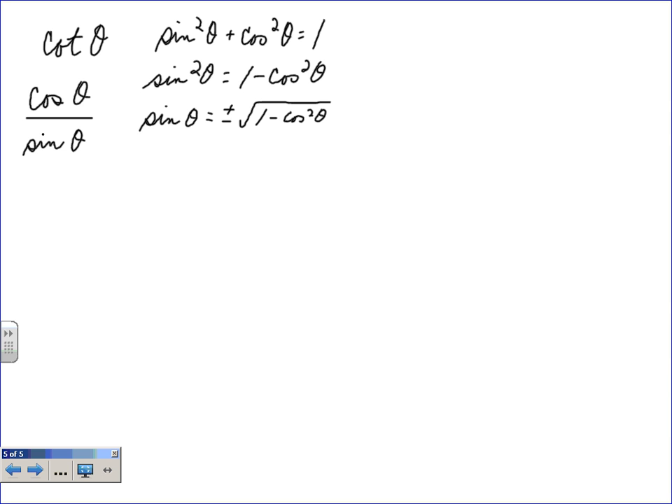Well, if that's what sine is equal to, then I can write further my identity as cosine of theta over, instead of sine, I'm going to write plus or minus the square root of 1 minus cosine squared. And now I've taken cotangent and I've converted it into, in terms of sine, or cosine, I'm sorry. Okay? And that's what you got to do. All right, what's another one?